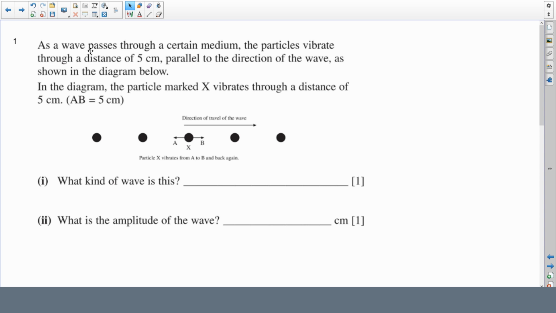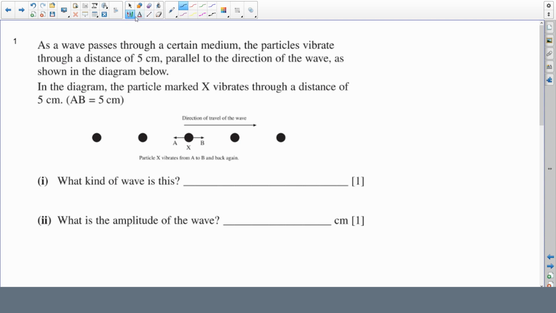As a wave passes through a certain medium, the particles vibrate through a distance of 5 centimeters parallel to the direction of the wave, as shown in the diagram below. In the diagram, the particle marked X vibrates through a distance of 5 centimeters. So AB equals 5 centimeters.